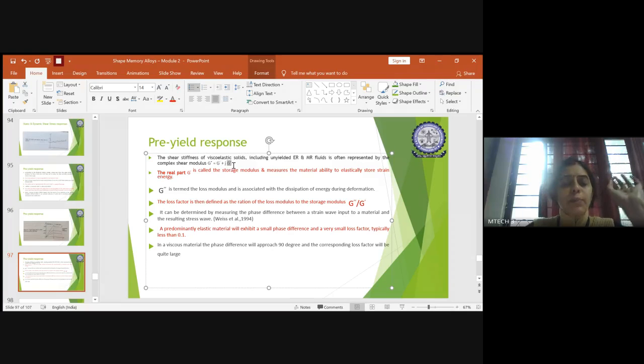Similarly, we have one more part in the equation, which is G double dash. G double dash is termed the loss modulus, and it is associated with the dissipation of energy during the deformation. Why? Suppose you consider this as a viscoelastic foam, and when you apply pressure on it, it gets compressed, right? After compressing, it comes back to its original position due to its elastic nature. At that position, it stores some amount of energy, which is our G dash. But during this compression, expansion and storing of strain energy, there will be some amount of loss of energy, which is called dissipation energy. This happens due to deformation of the given object.